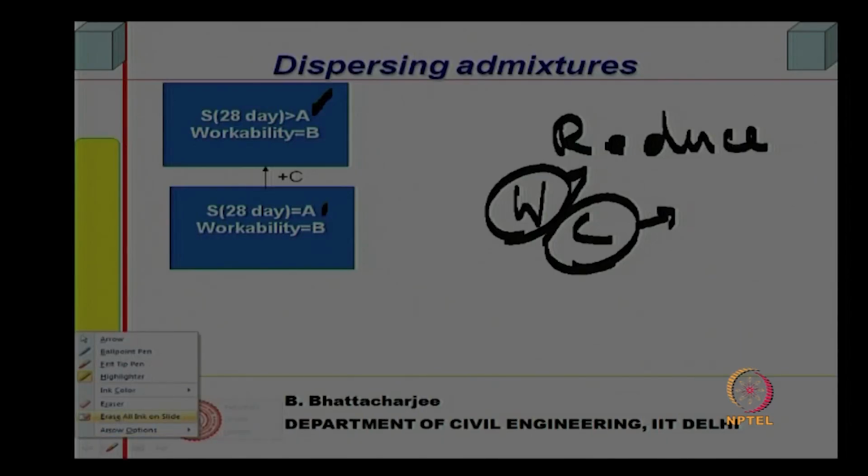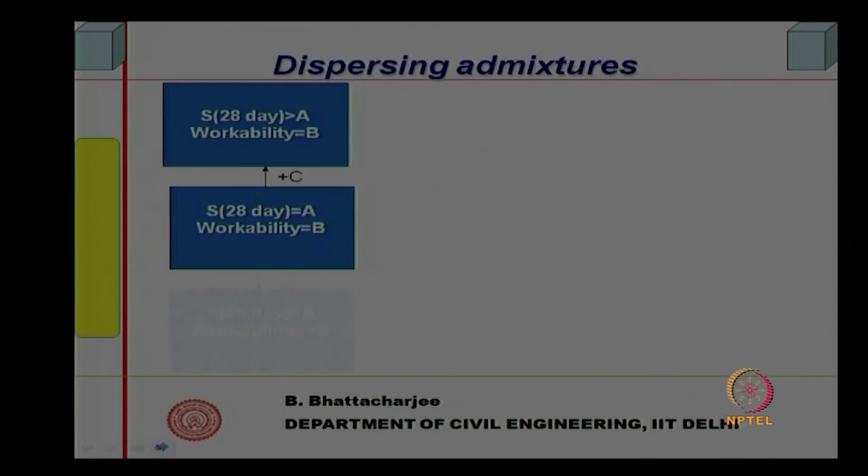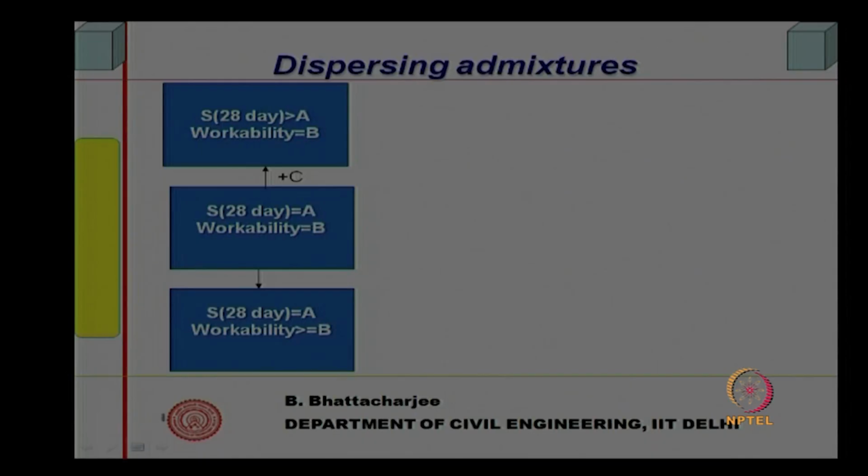But the same can be achieved through another route as well. We will come to that, but let us see another case. I do not want to increase the strength, but I want to make it easily moldable. Workability is a terminology related to moldability. It should be ease of working with it.